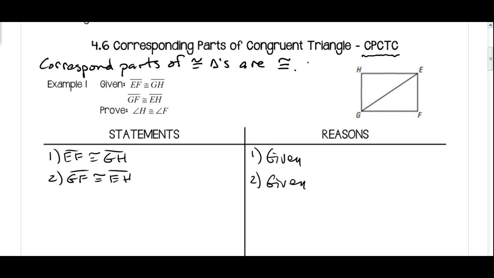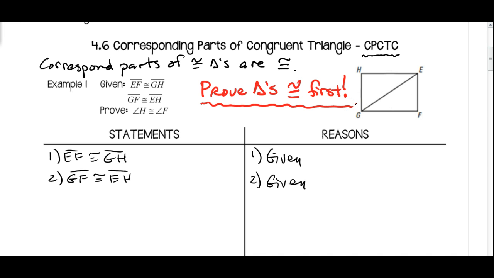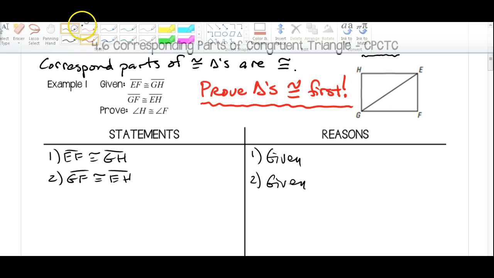Now, the most important thing to take away from this lesson today is that we cannot use this theorem until after we prove triangles congruent. So prove triangles congruent first. CPCTC will always follow triangles congruent in your proof. So let's go ahead and take a look at these.